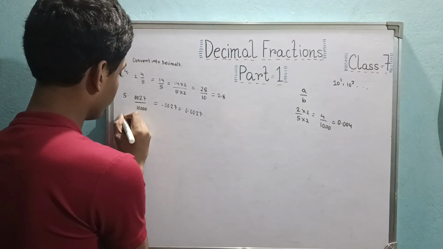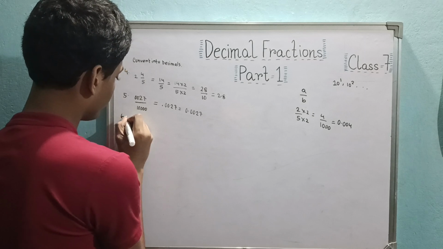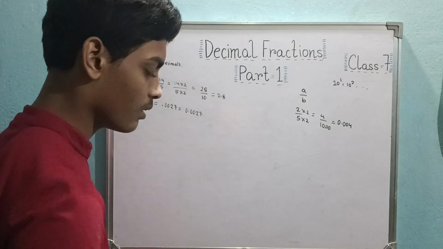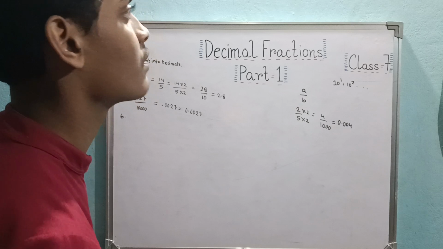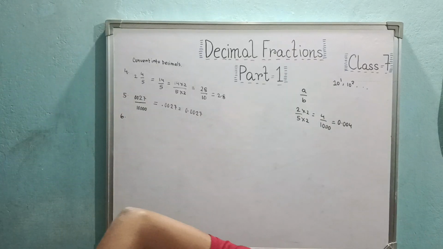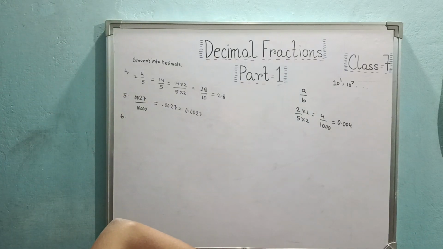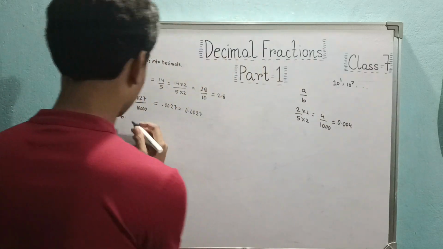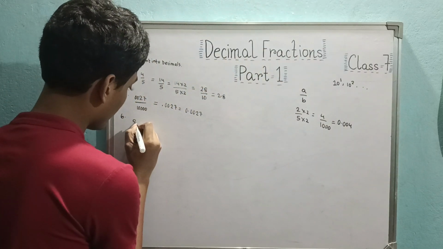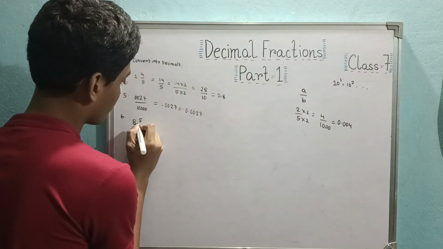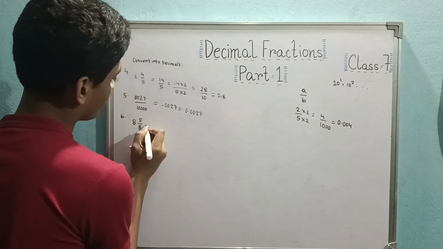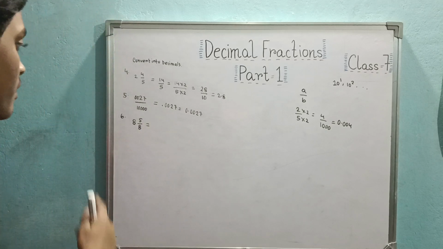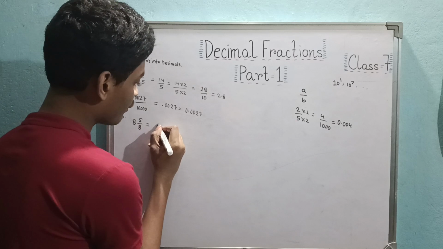Next question. Okay, just remember one thing. So next one. This is a bit good question. 69 by 8. First of all, this is what? 8 8s are 64 plus 5 is 69 by 8.